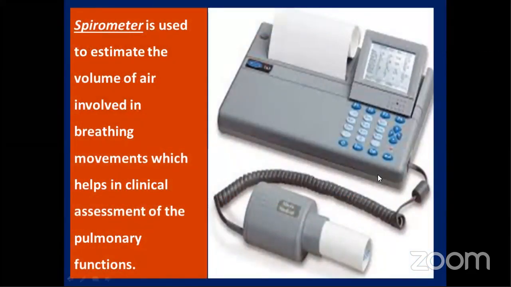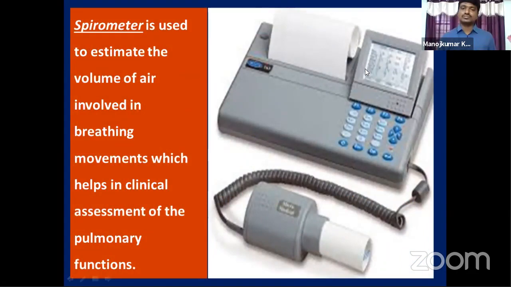Now students, this is a machine called a spirometer, an apparatus. This is used to estimate how much air is involved in our breathing: how much air is taken in during inspiration and how much volume of air comes out of the lungs during expiration. This can be measured by using an apparatus called a spirometer.